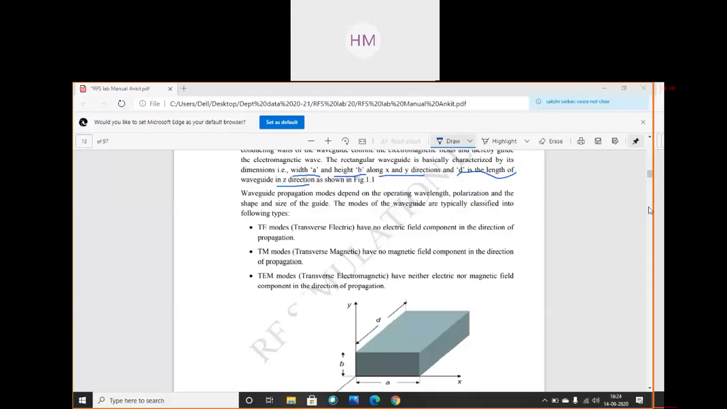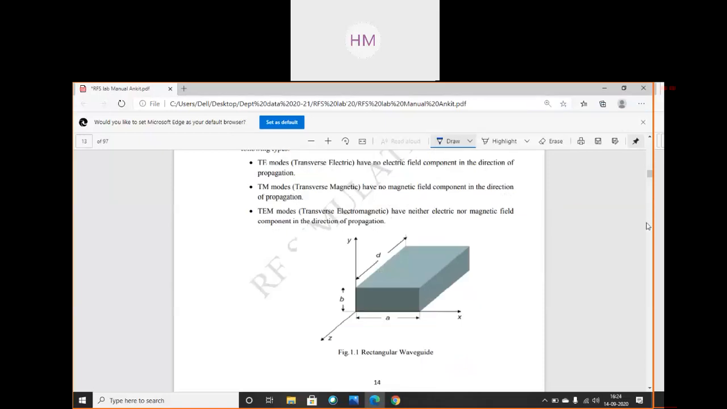Hello, voice is clear or not? Sakshi, I think problem is there at your end. All are facing the same problem. Have you drawn this diagram? Draw it.